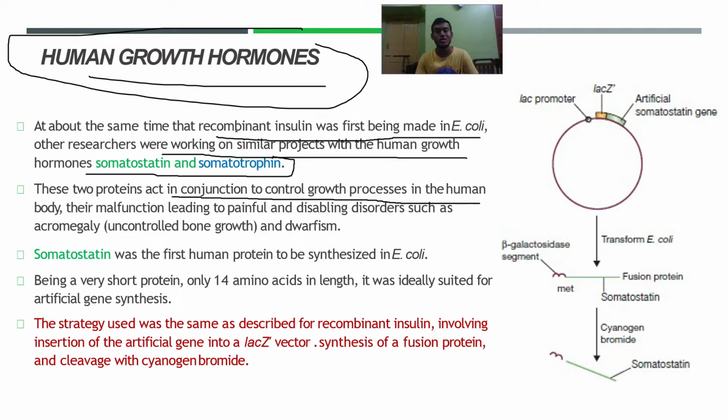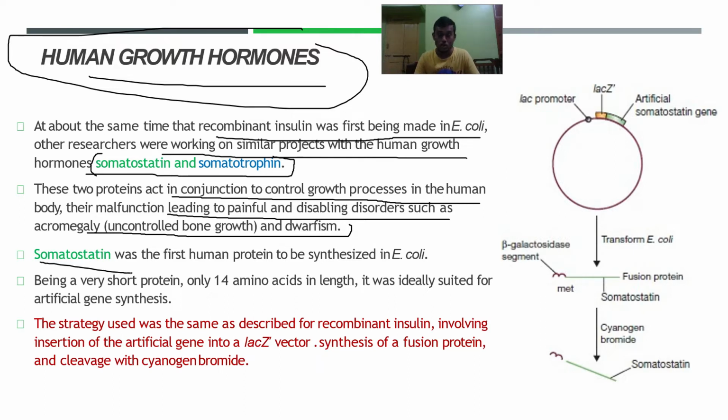So these two hormones are responsible for growth of an individual. Also, their malfunction leads to painful and disabling disorders such as acromegaly, which is uncontrolled bone growth, and dwarfism. So acromegaly is gigantism, you can say, or dwarfism is shortened height and all of that.